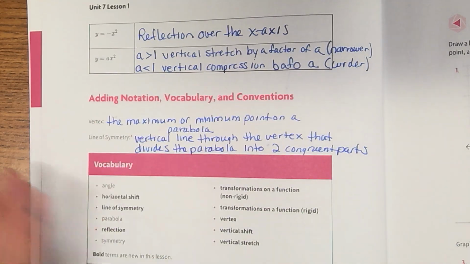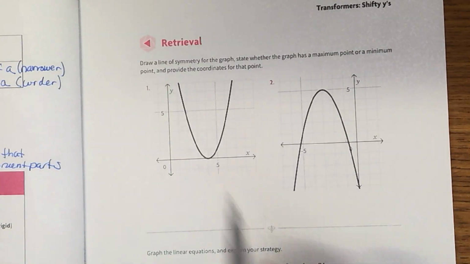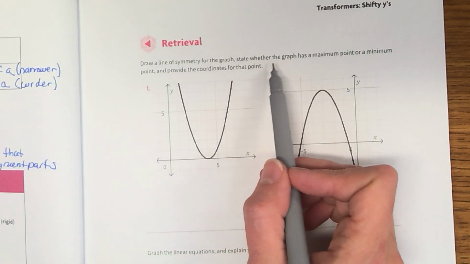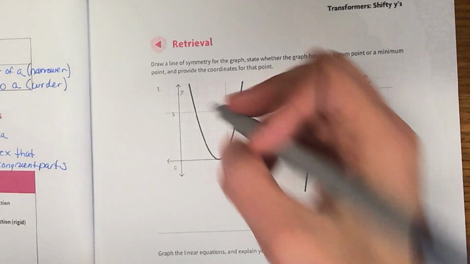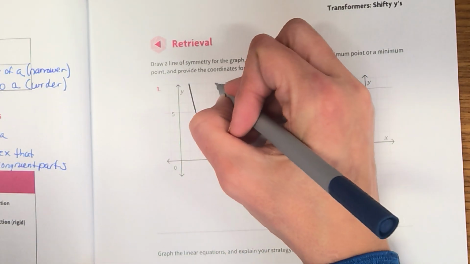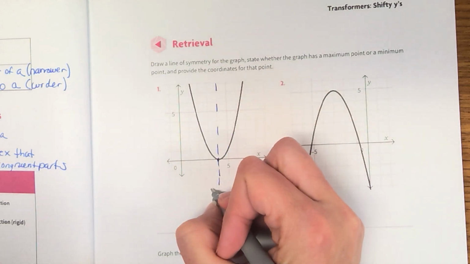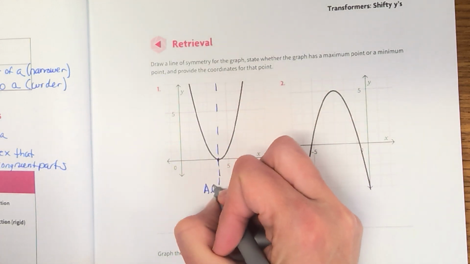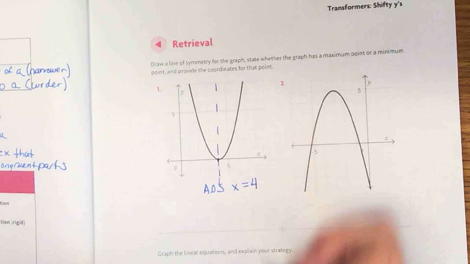So let's take a look at the retrieval and take a look at what we've got going on here. Draw a line of symmetry for the graph, state whether the graph has a maximum or a minimum, and provide the coordinates. All right, easy enough. So the line of symmetry is going to be the part that divides it. That's going to be just right here. So in this case, our line of symmetry, our axis of symmetry, our AOS, is going to be x equals 4, right? It's a vertical line through there.